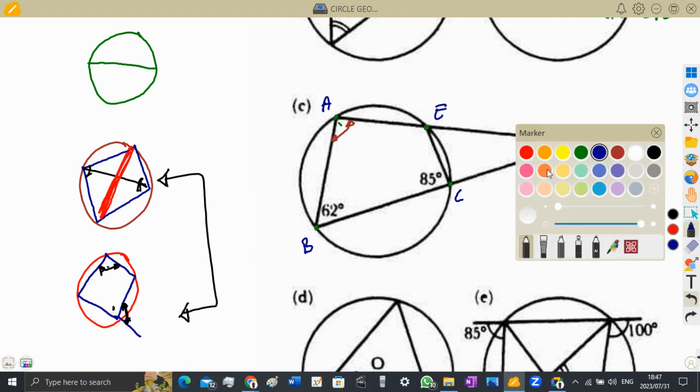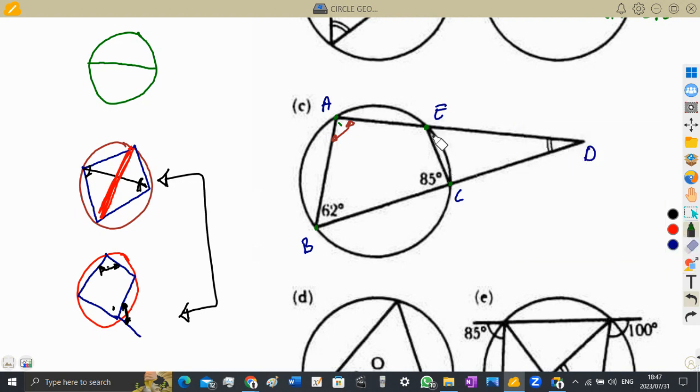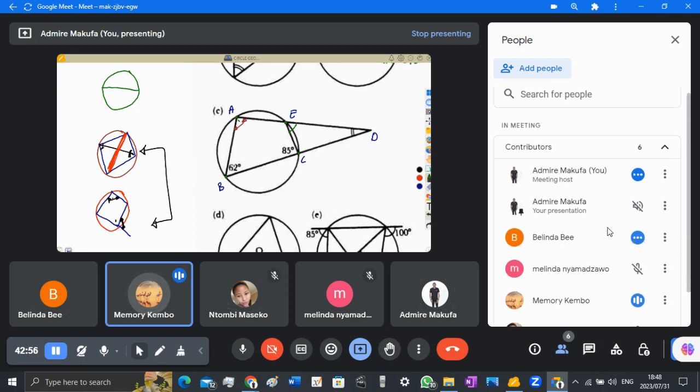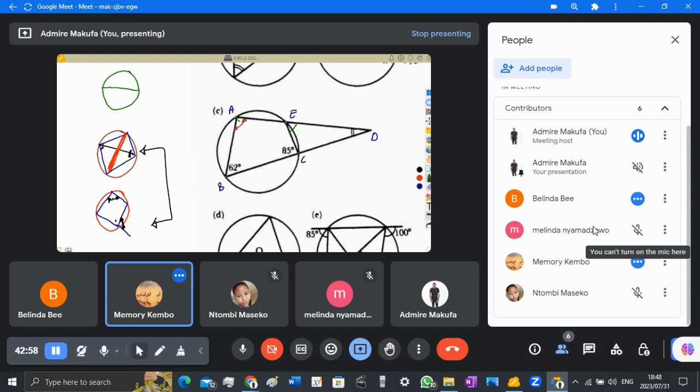Which E? There are two E's there. There's this E here, and this E here. The one inside or outside? Outside, yes, this one here. And also 85 is equal to angle A.